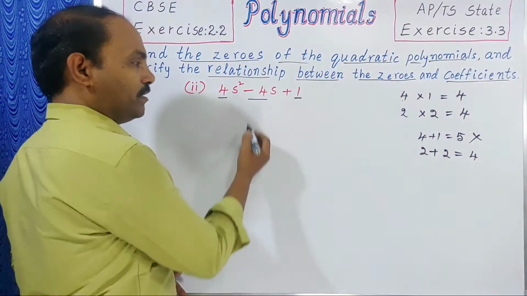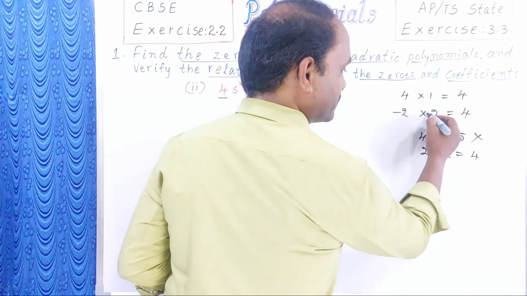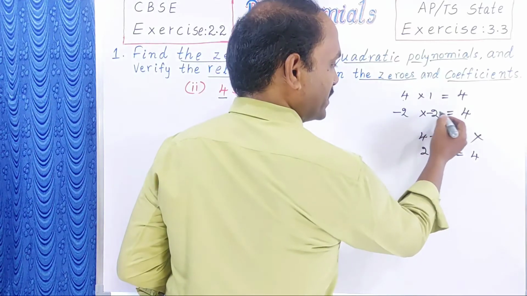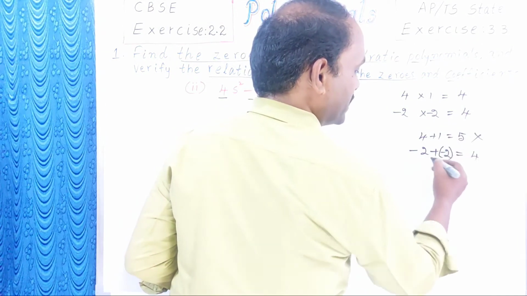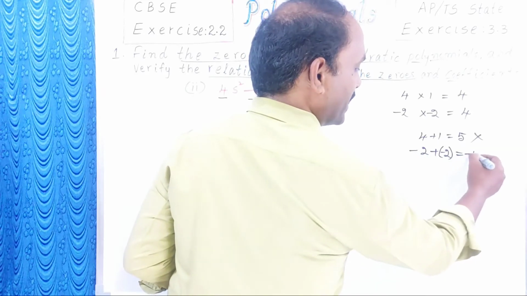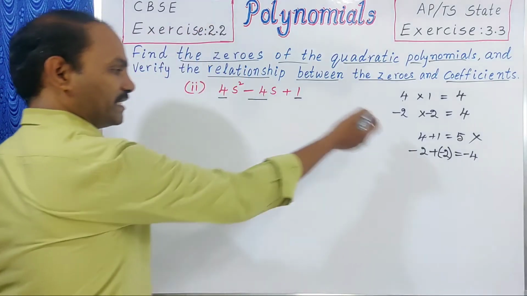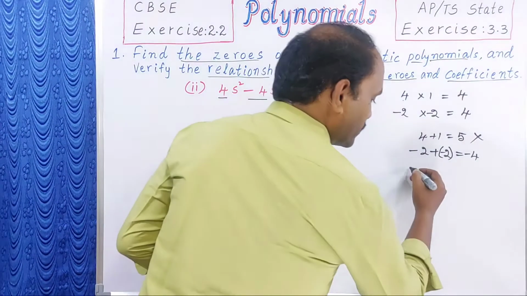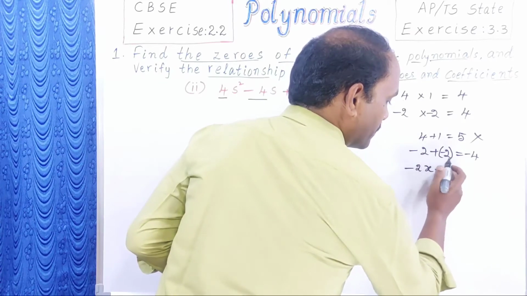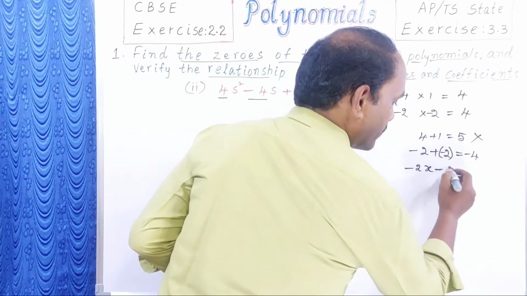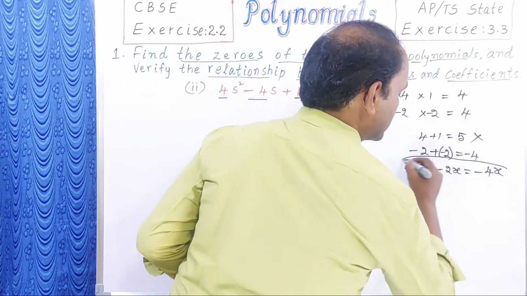Yes, it is suitable, but minus is there. That's why take both minus. Minus into minus plus, 2 2 is 4. Minus 2 plus minus 2 is equal to minus 4. So split this middle term like this, minus 2s minus 2s is equal to minus 4s.